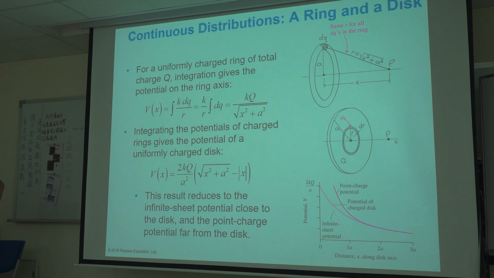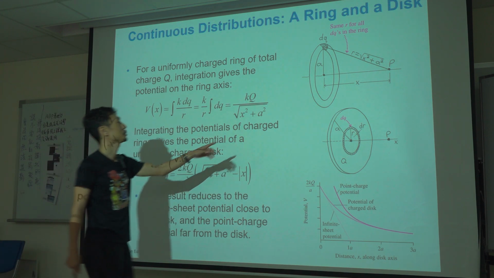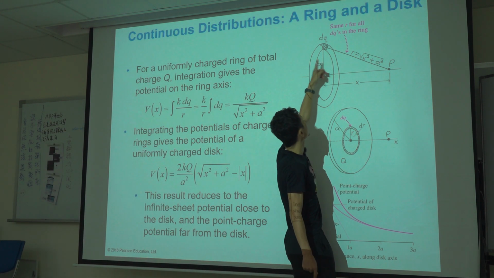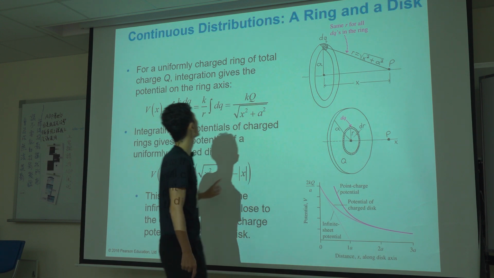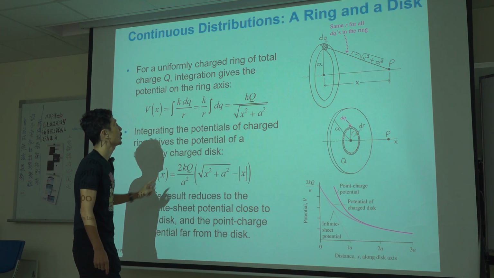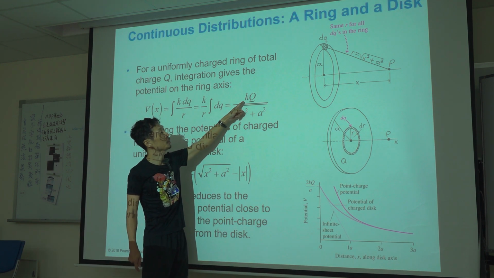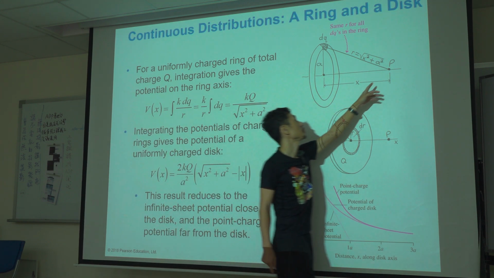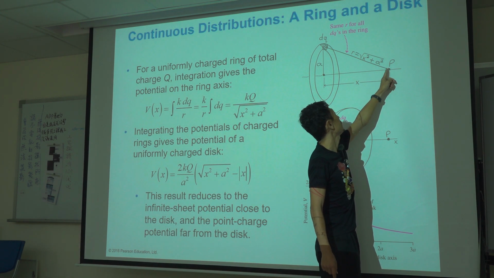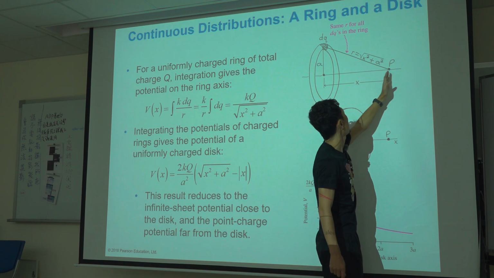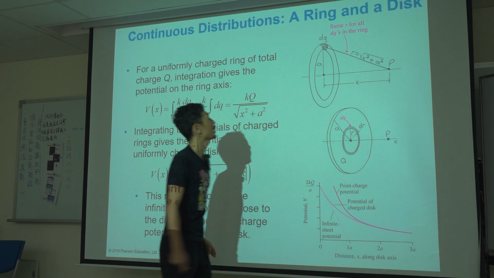Today we're going to look at two more examples. One is a ring, so let's look at the ring. This is a charged ring with a total charge of large Q. What's the electric potential at P, this point, which is x from the ring along the x axis?